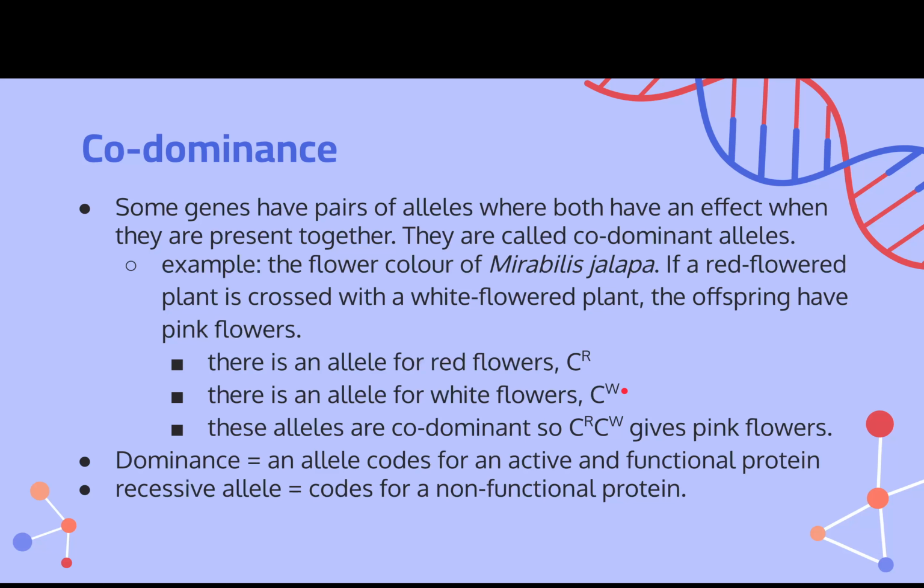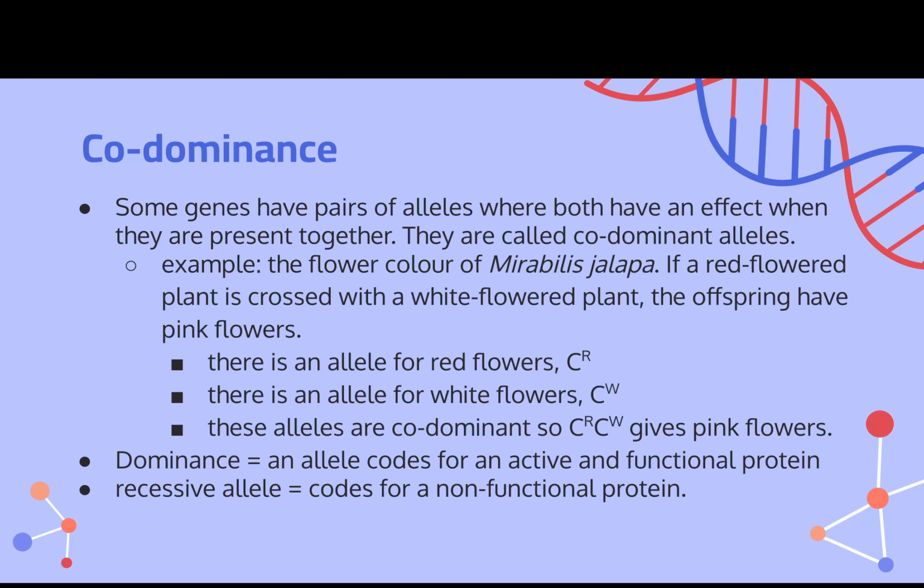Dominance is when an allele codes for an active and functional protein, and a recessive allele is when it codes for a non-functional protein, which is why dominance works over a recessive. Because when an active and functional protein is there, then you're not going to be able to see the non-functional protein when the functional protein is active.